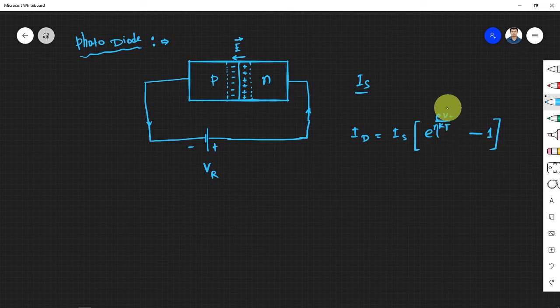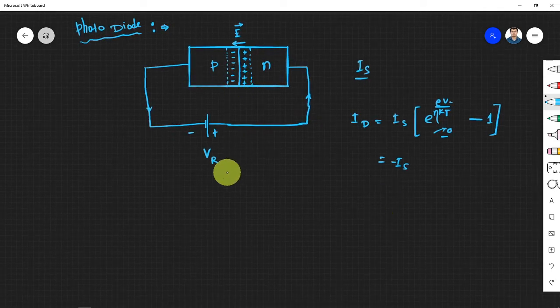So the V is negative, in reverse bias condition. If you see this factor, it will go almost negligible. So the reverse saturation current will be simply IS or minus IS, right? If you neglect this quantity for reverse bias condition.